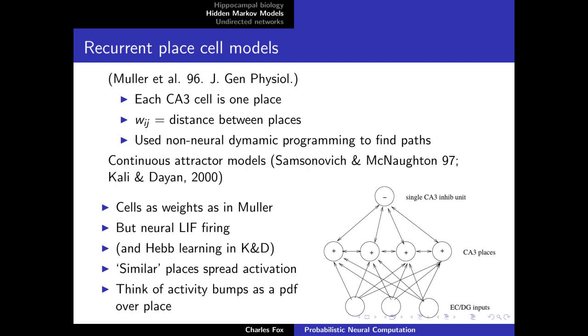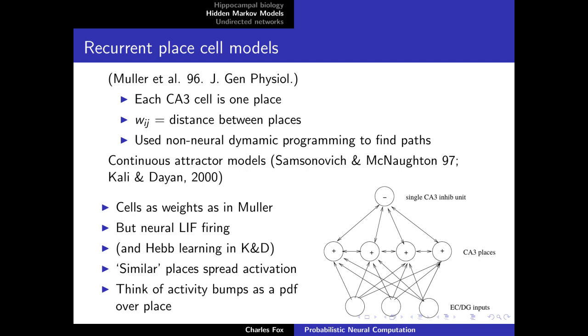But in more recent years, we've seen this upgraded to a whole class of continuous attractor models. The latest one I know is with Kali and Dayan. So this is kind of building on those ideas from the head direction cells and grid cells, where we set up a continuous attractor like this. Here's a bunch of sensory inputs, here's the places, and again, the weights between the places are coding the distance, just like in the Muller model.